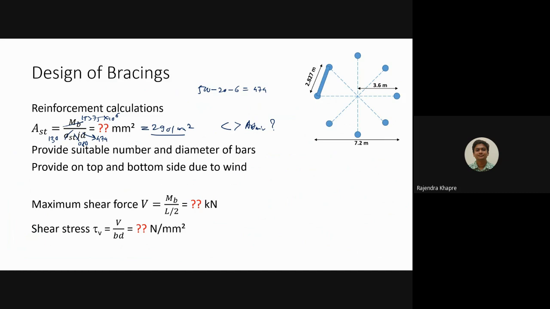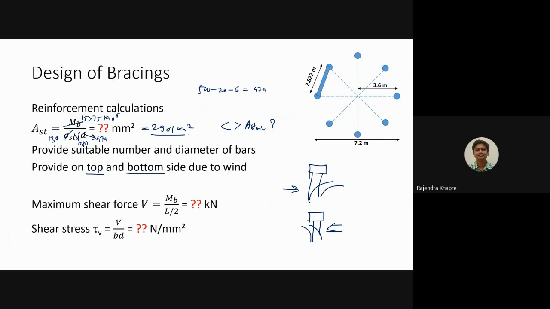Okay. So now if your structure is like this, your wind can come like this, which is going to bend the structure in this direction, or your wind can come like this. Because of this, the structure may bend like this. So you don't know the nature of the wind, so whatever AST you calculate, you have to provide this AST at the top as well as at the bottom. Okay, this is due to the wind.